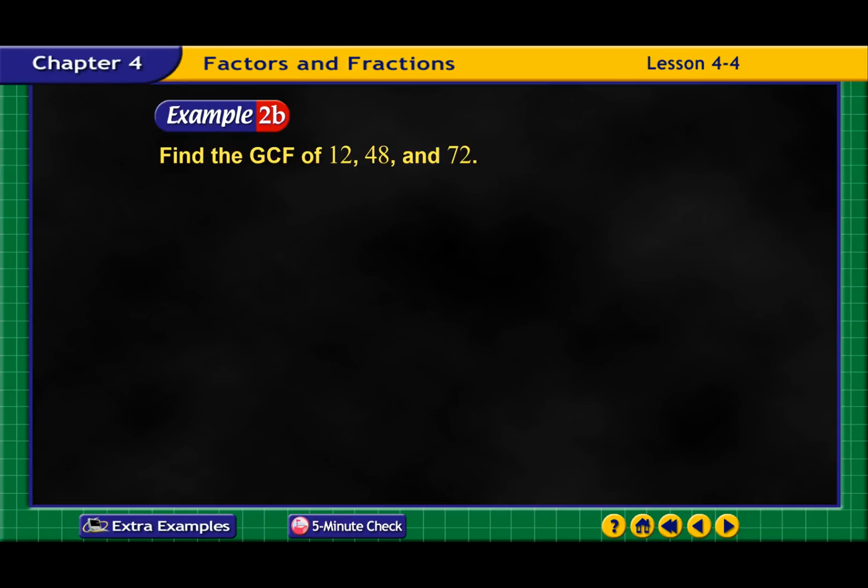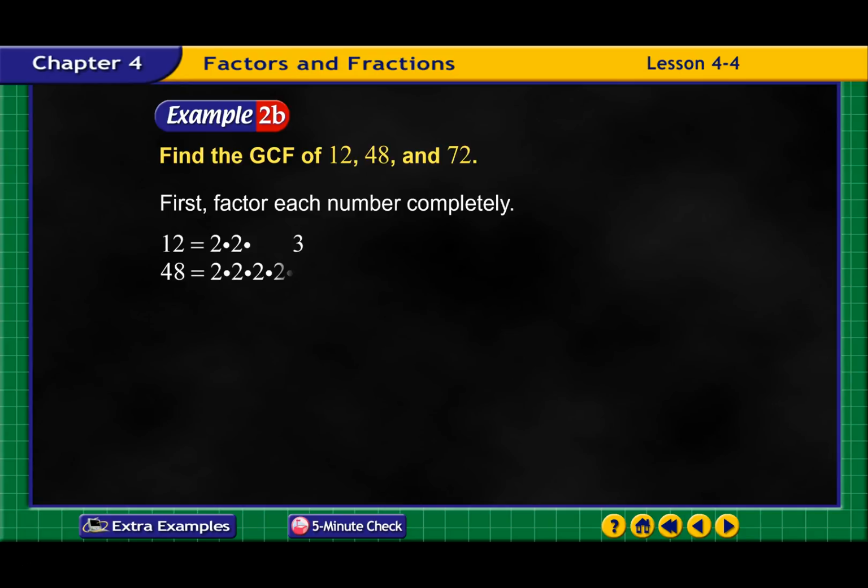Find the greatest common factor of 12, 48, and 72. First we're going to factor each one out. 12 is 2 times 2 times 3. 48 would be 4 2s and 3. 72 would be 3 2s and 3 3s. Notice here that they lined them all up. That's huge, because if you put these 3s here, it's easy to get them confused. So having extra space in between each one is really key so that they line up.